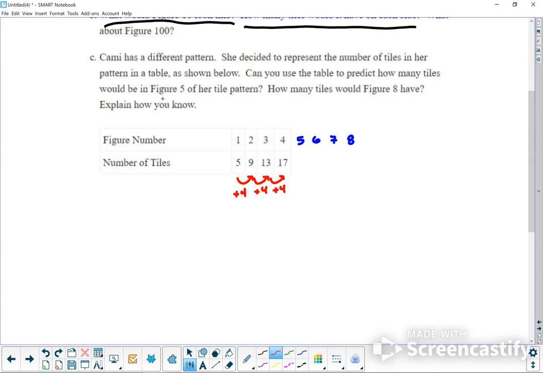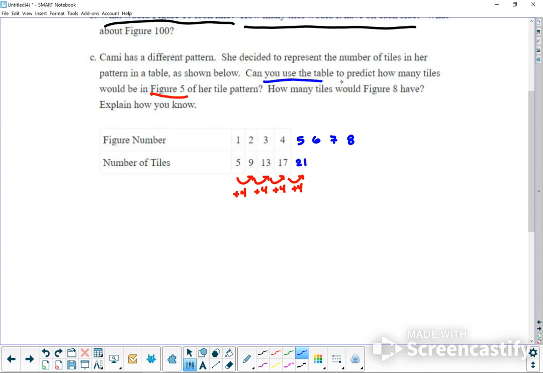And because they're asking about figure 5, it's really easy because it's the next one, which all you have to do is add 4. So 17 plus 4. So 17, 18, 19, 20, 21. Use your fingers to count if you have to. So figure 5 will have 21 tiles. So you can write that down.